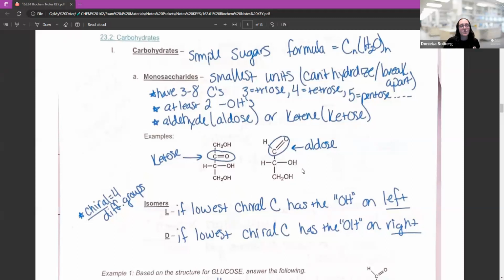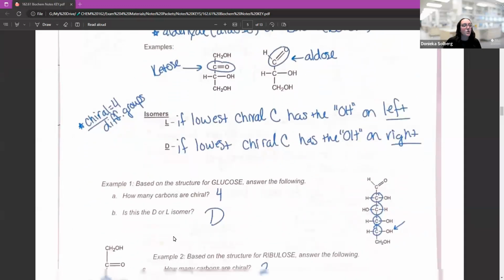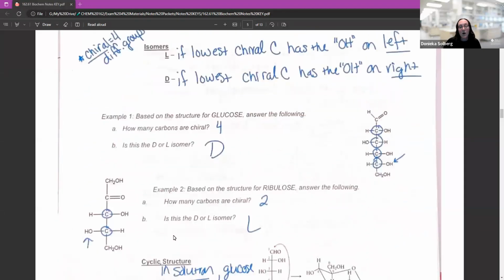Okay, so there's kind of 3 descriptors we can use for each of these sugars. That's how many carbons they have. So tetrose, triose, pentose, all of that. And if it's an aldose or a ketose, and if it is an L or a D isomer. So I could ask you to describe sugars in that way. So I would try examples 1 and 2 right now if you want to pause.